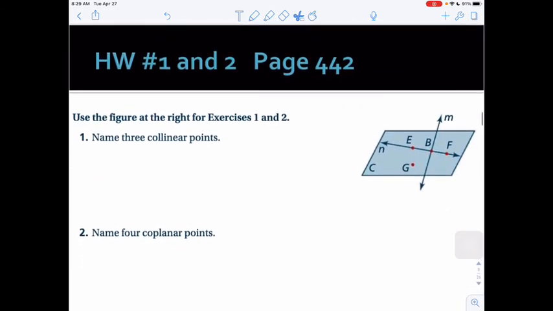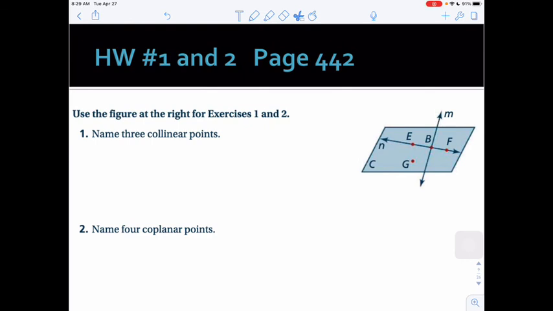And now I would like you to try homework number 1 and 2 on page 442. Use the figure at the right for exercises 1 and 2. Part 1, name 3 collinear points. Part 2, name 4 coplanar points.